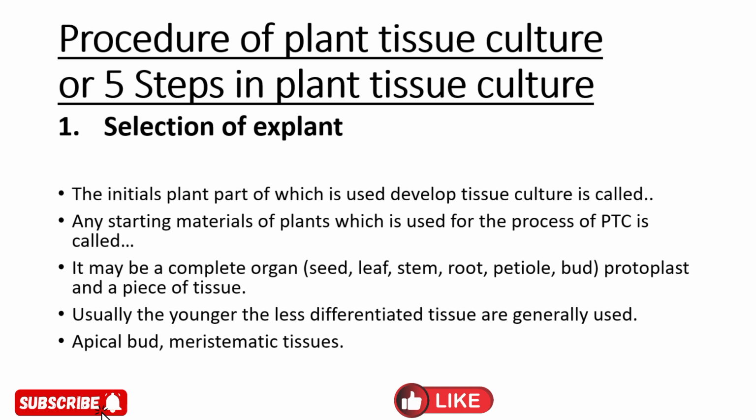The initial plant part which is used to develop plant tissue culture is called the explant, or any starting material of plants which is used for the process of plant tissue culture is called the explant. It may be a complete organ, for example seed, leaf, stem, root, petiole, bud, or it may be protoplast, or it may be a piece of tissue. Usually the younger, less differentiated tissues are generally used. It may be apical bud or meristematic tissues, which have the ability to divide and redivide.